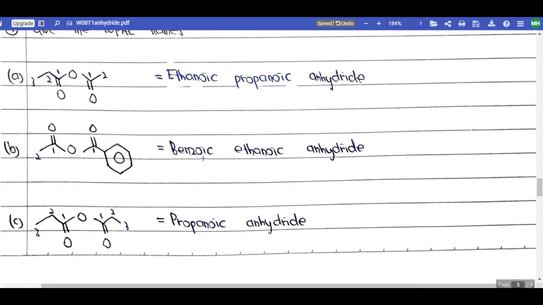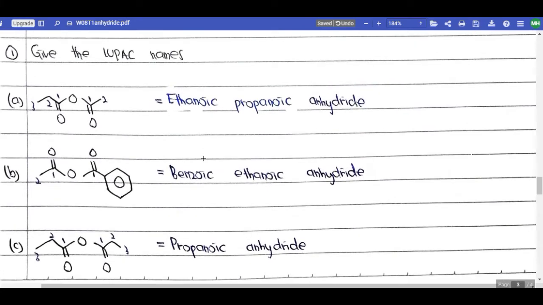For the first three questions, A, B, and C, two of them are considered unsymmetrical, which are A and also B. Because as you can see here, both sides show a different number of carbon. Just like I showed you earlier, on the right side we have only two carbon, while on the left side we have three carbon. This makes it not symmetrical. Now for structure B, we have a benzoic structure and then an aliphatic structure. They also cannot be considered symmetrical.